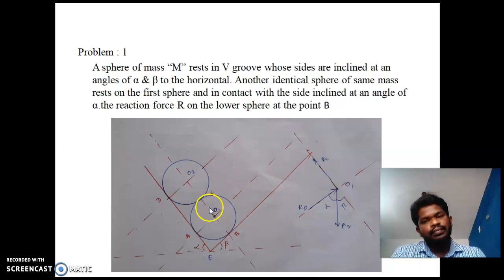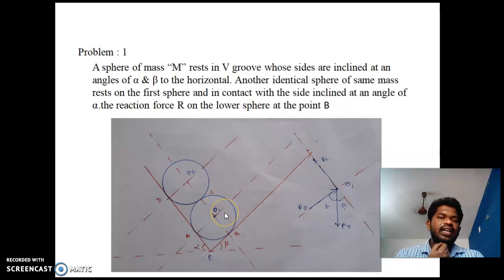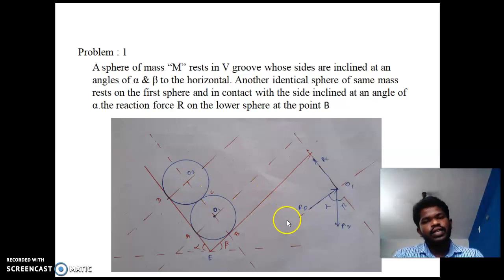And RC. RC means the reaction force developed by sphere 1 on sphere 2. So here the direction of the reaction force is always perpendicular to the point of contact between the two spheres or two bodies. We place the coordinate system here.